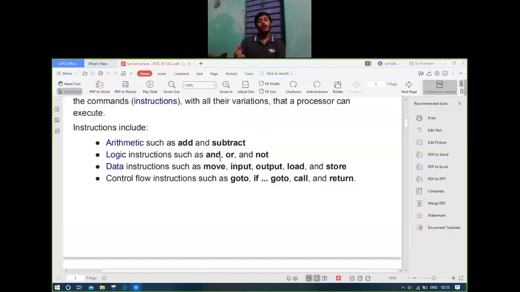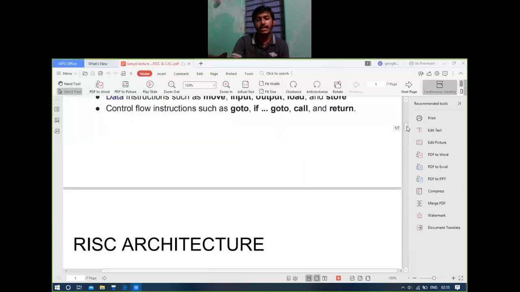The types of instructions include the arithmetic instructions such as add and subtract, the logic instructions such as and, or, and not, the data instructions such as move, input, output, load, and store, and the control instructions such as go to, if, go to, call, and return. Now let us focus on our topic, RISC architecture.